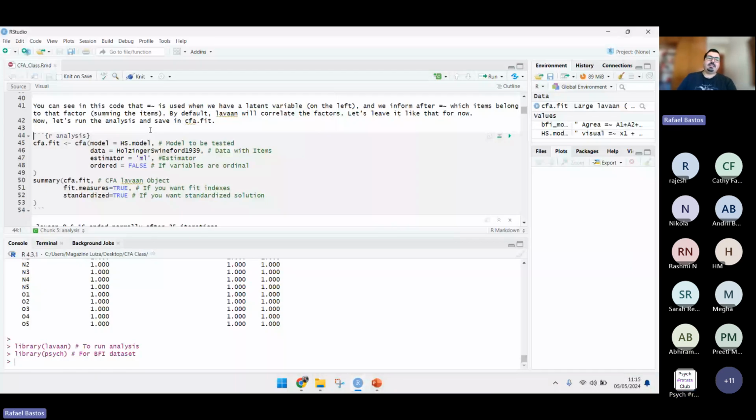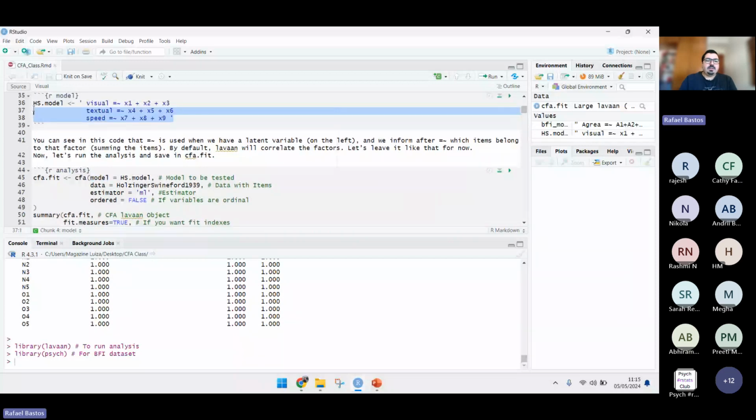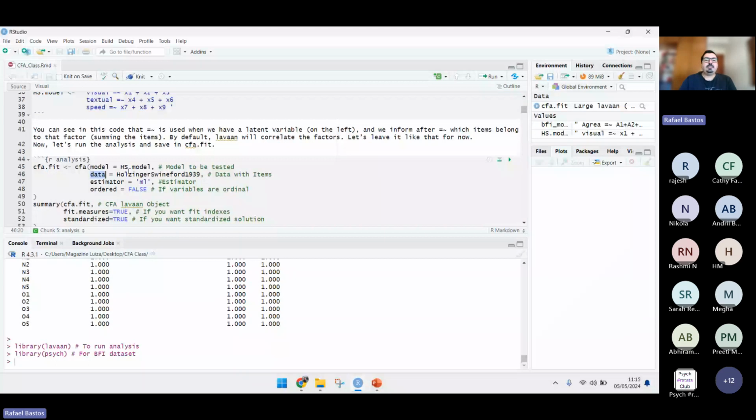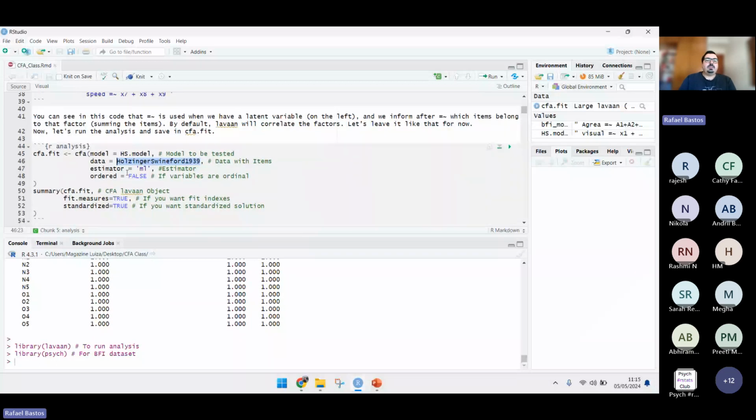Yeah, no worries. Okay, so we'll save this to a CFA.fit, and lavaan has a cfa function that is just cfa, and we put the arguments here. The model we test is equal to the model we set up before, HS.model. Data, we put our data with the items. In this case, lavaan already has this data set, so we don't have to set up the data beforehand. We put an estimator, so this is the maximum likelihood estimator, which will deal better with these continuous items, and says if the variables here are ordered or not. If we have ordered variables like 1 to 5 in a Likert scale. In this case we don't have a Likert scale, so we will just run this.